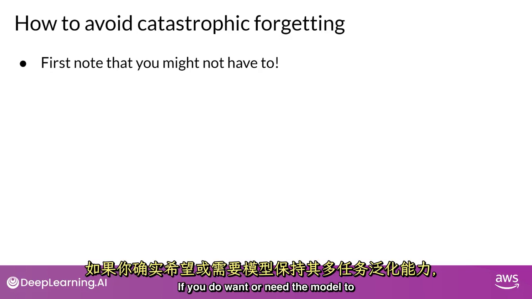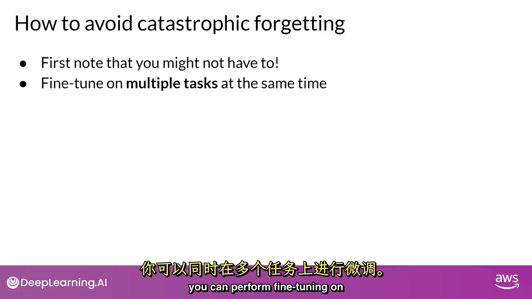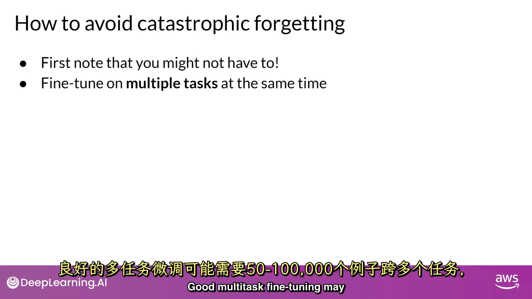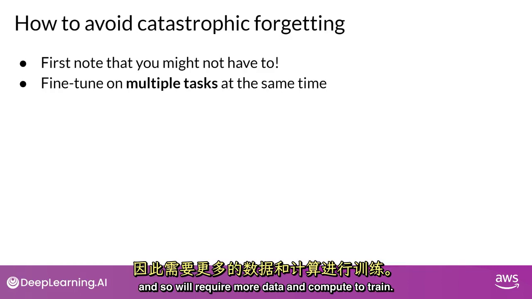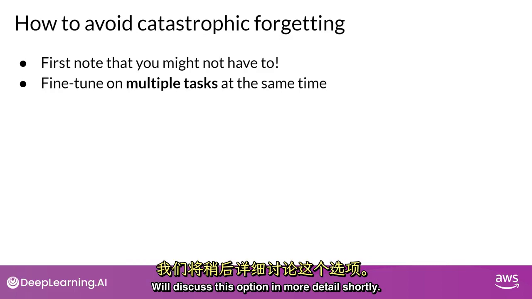If you do want or need the model to maintain its multitask generalized capabilities, you can perform fine-tuning on multiple tasks at one time. Good multitask fine-tuning may require 50 to 100,000 examples across many tasks, and so will require more data and compute to train. We'll discuss this option in more detail shortly.